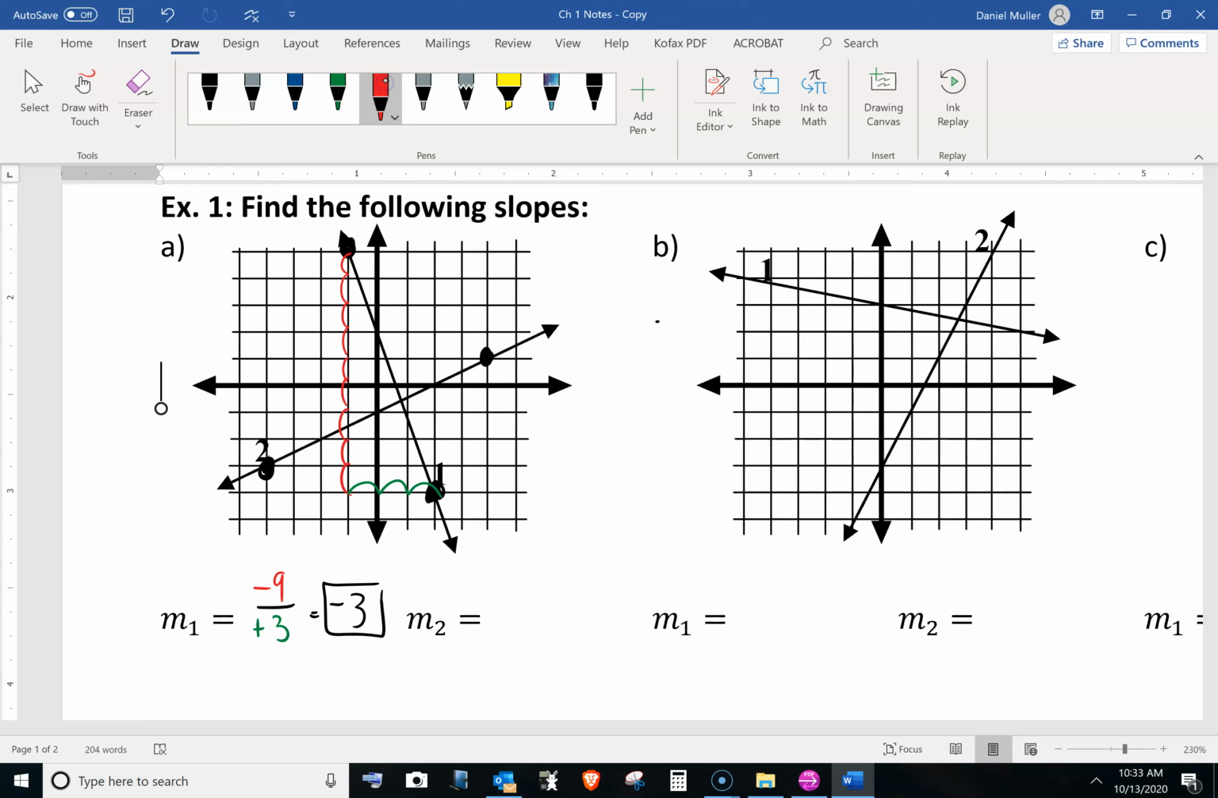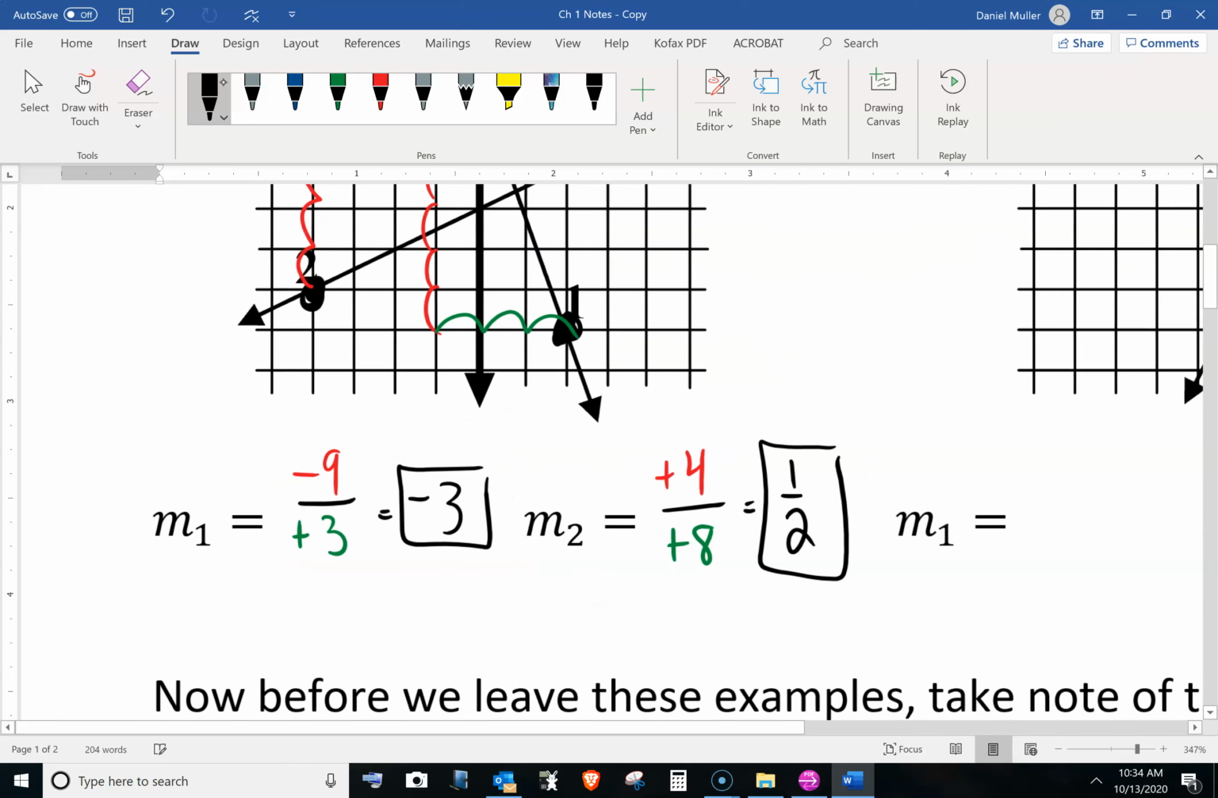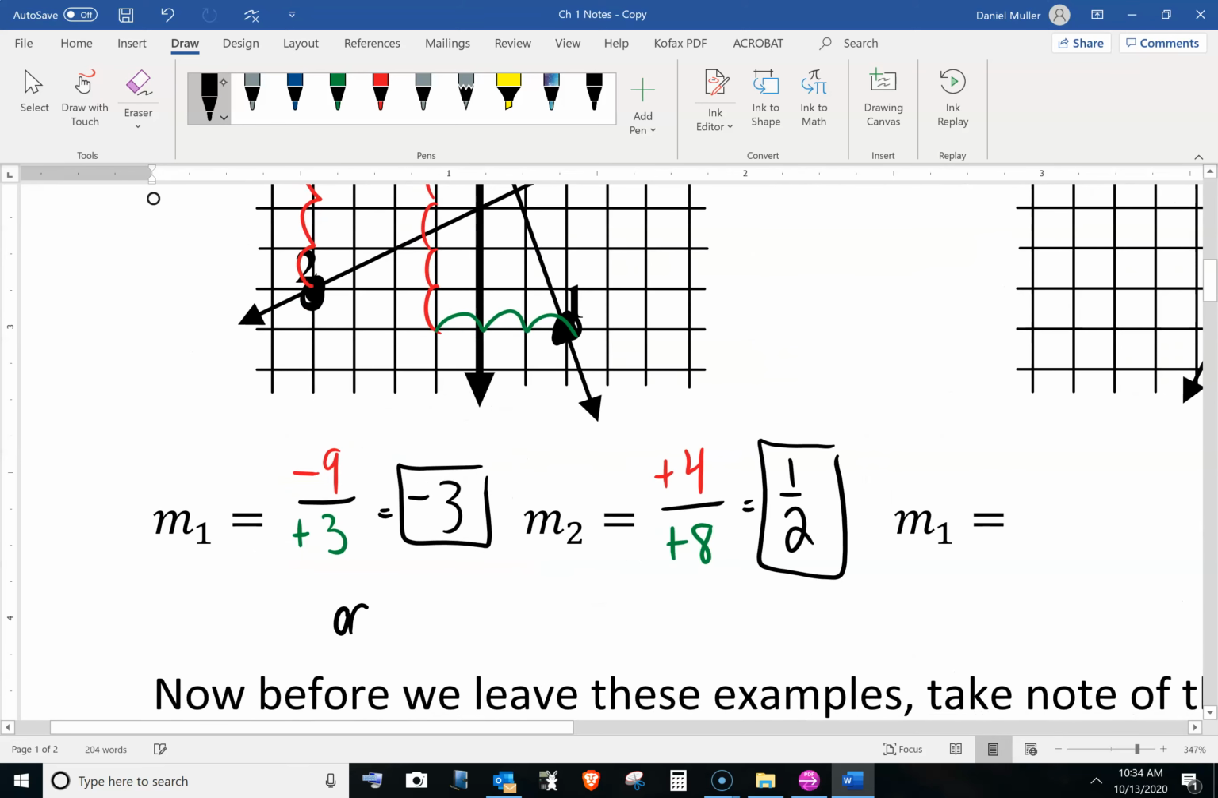Okay, so start at the leftmost point. I'm going to go 1, 2, 3, 4, so up 4, which is positive. Then I'll go right, which is also positive. 1, 2, 3, 4, 5, 6, 7, 8. So it's positive 8 to the right, and that can be reduced to 1 over 2. And remember how I said you could also write it the other way: you could have negative 3 over 1 if you wanted.